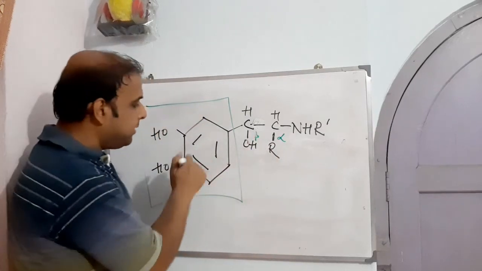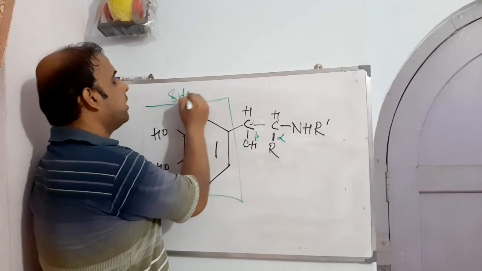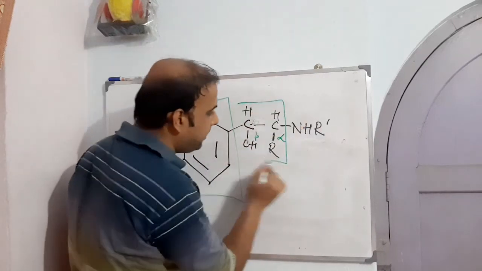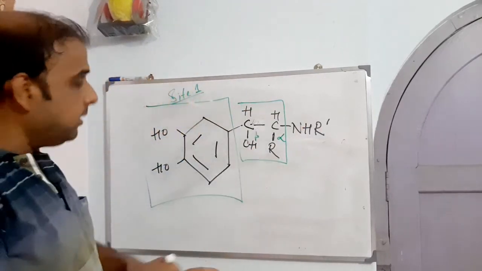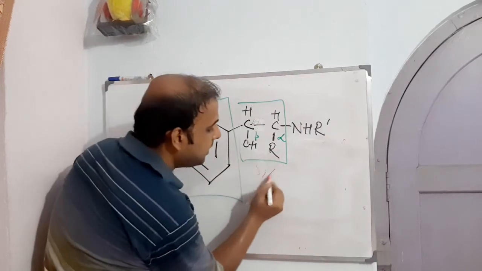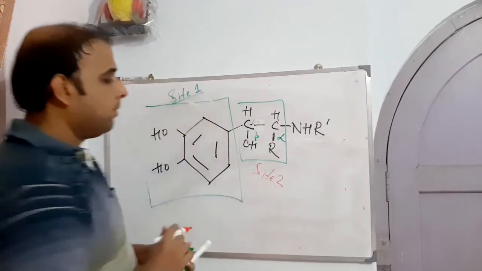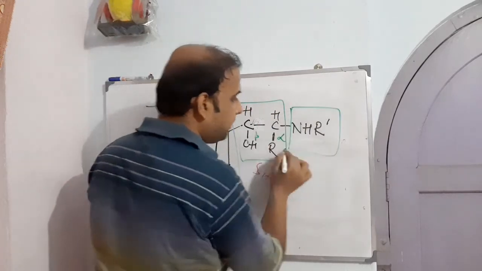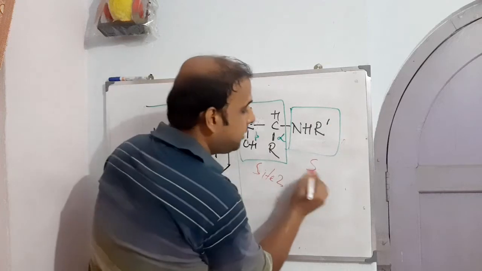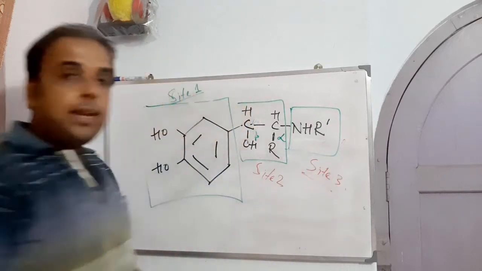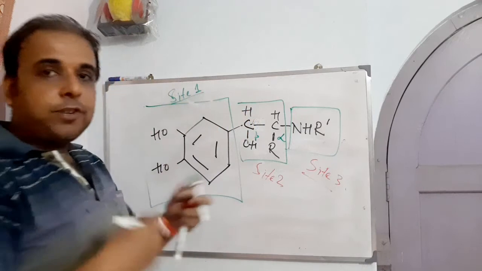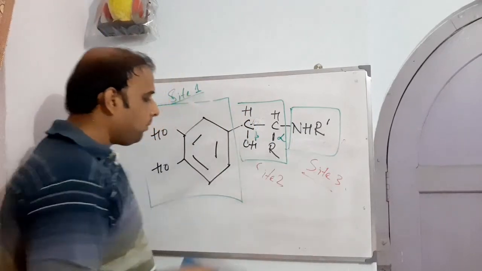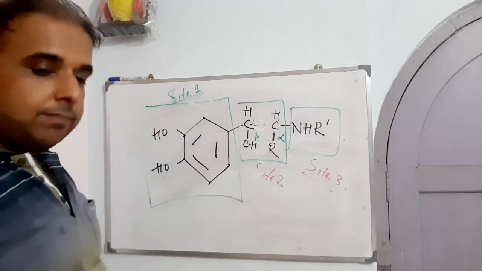So we have aryl. This is site 1. Next we'll move to this alkyl chain, which we can call site 2. And finally we have the terminal amine. This is site 3. Now we'll bring them one after another. Let us deal with site 1 first.